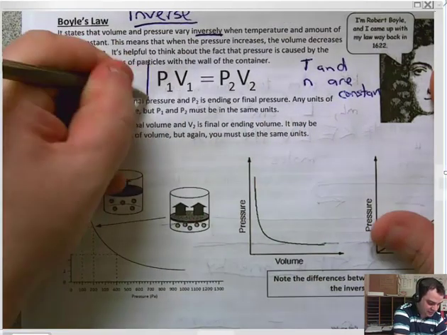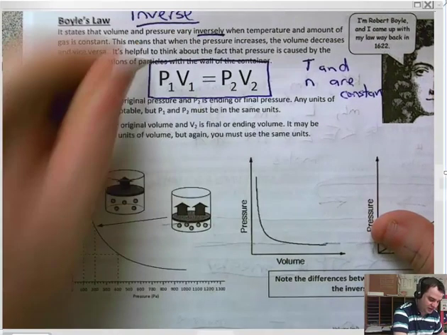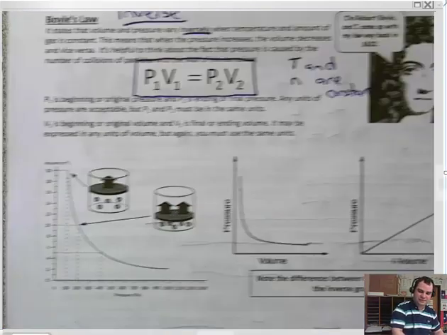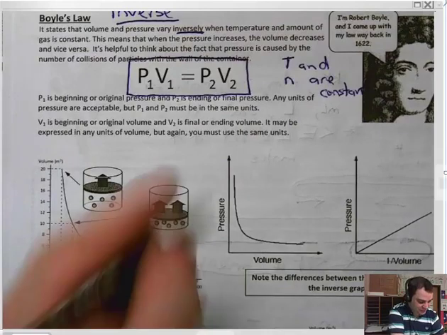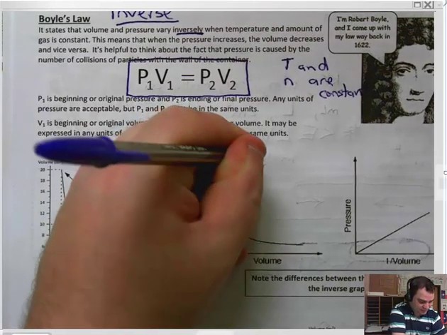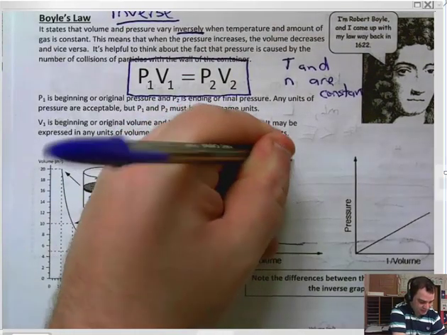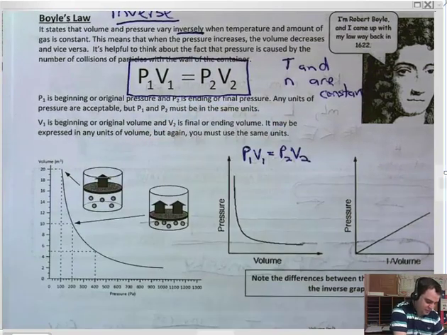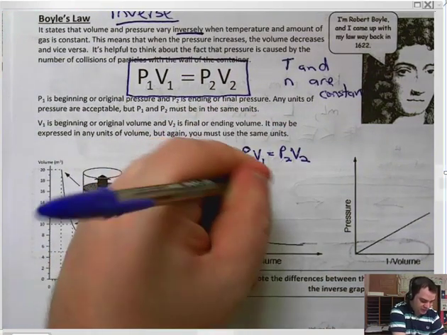So the equation is P1 V1 equals P2 V2 here. Okay? This is the equation for Boyle's law. P1 V1 equals P2 V2, which is an inverse relationship here.